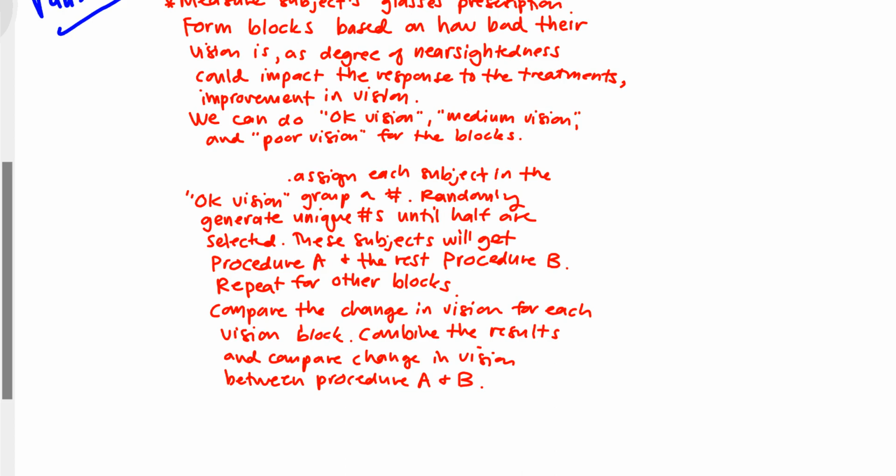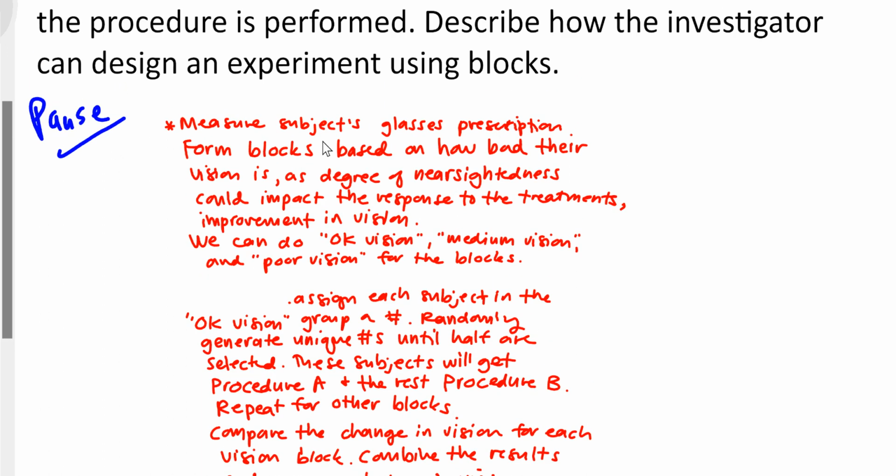So explain why we're blocking and what we're blocking, and then how we're going to randomly assign them. Compare the change in vision for each vision block, and then combine the results and compare the change in vision between procedures A and B. Okay? That covers all the pieces. Maybe you like it better this way, that it's not in a diagram. Maybe you don't. But that's how we're going to do it by blocks.